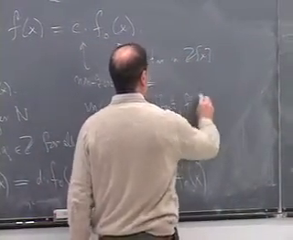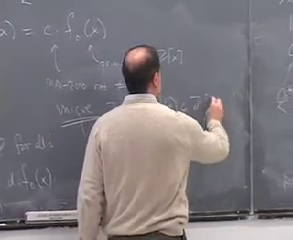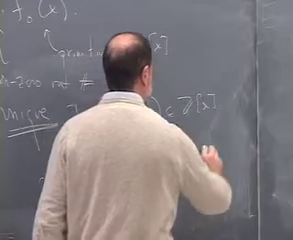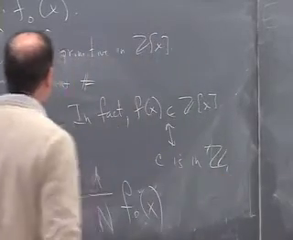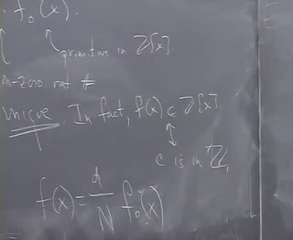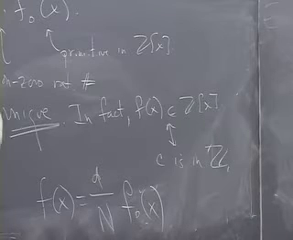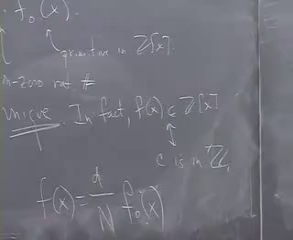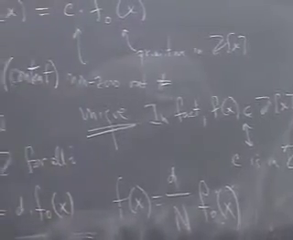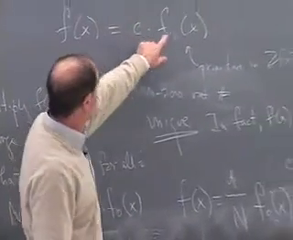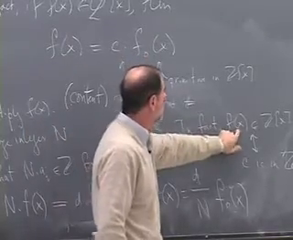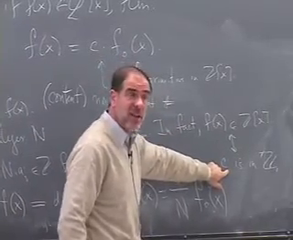In fact, f of x is in Z of x if and only if this constant is in Z. This constant, by the way, is called the content. That's an expression of Gauss's. We're just redoing some of Gauss's work on polynomials. So you take any rational polynomial, you write it as a rational number times a primitive polynomial, and then you find that the polynomial is integral if and only if that constant is an integer.